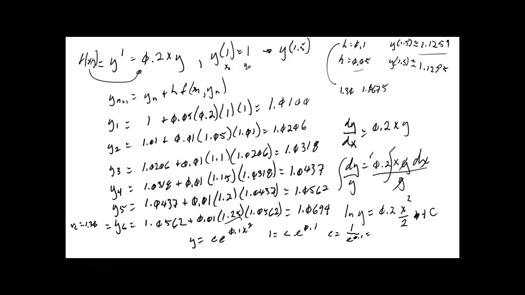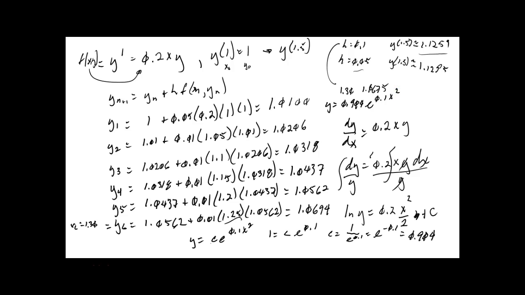That would be e to the minus 0.1. You just bring it upstairs. Should be the same answer. 0.904? Yes, sir. Let's see if the book got that. Well, I don't care if they got it or not. So I'm going to plug back in again. y is equal to 0.904 e to the 0.1 x squared.